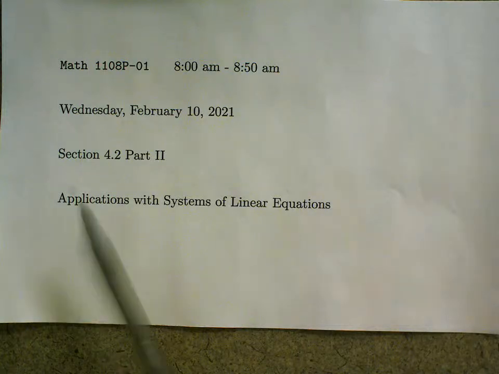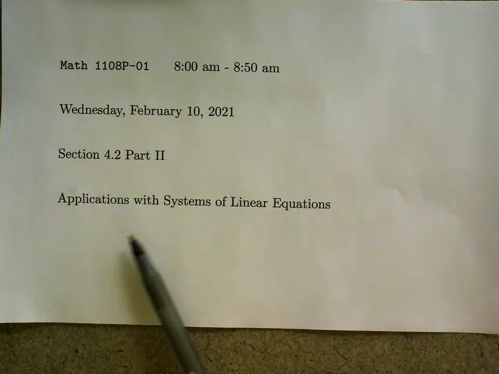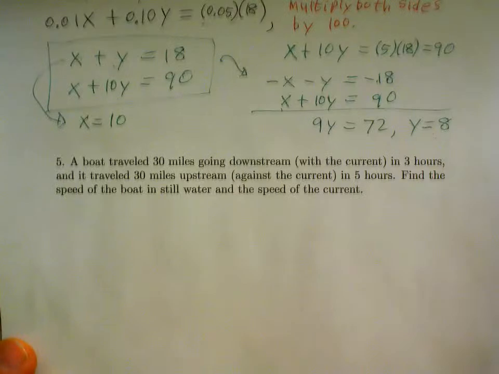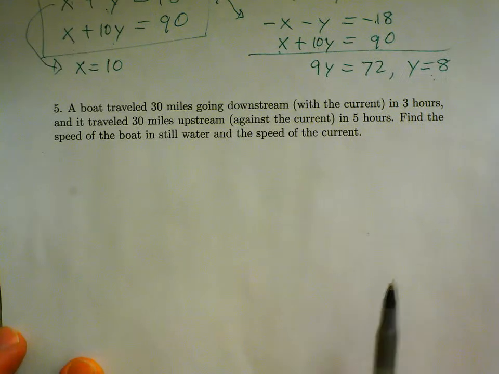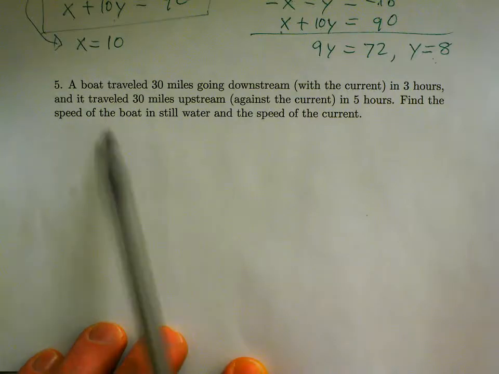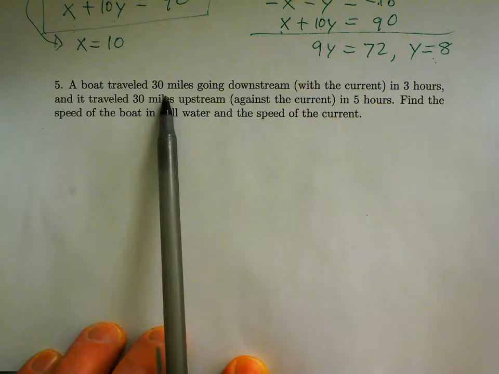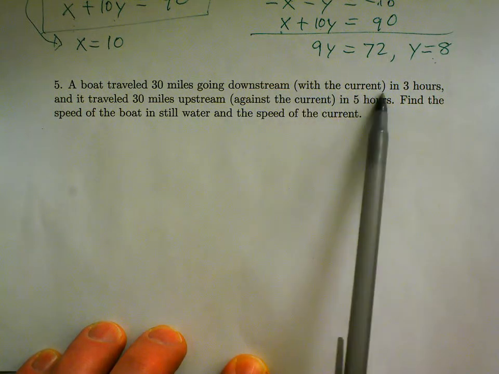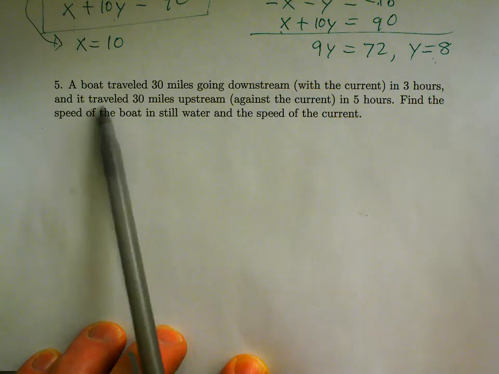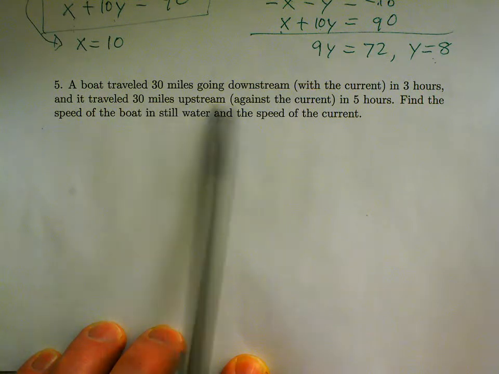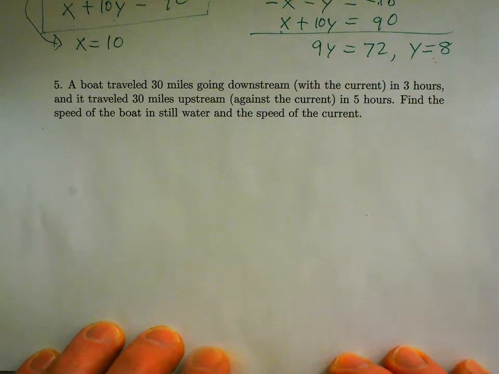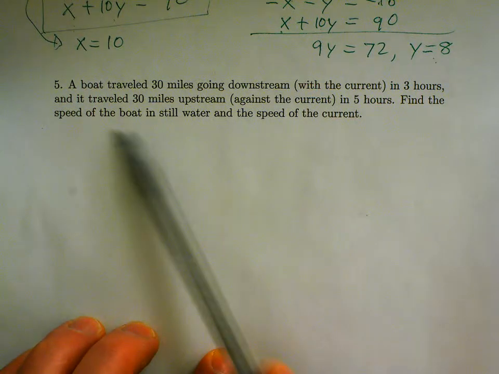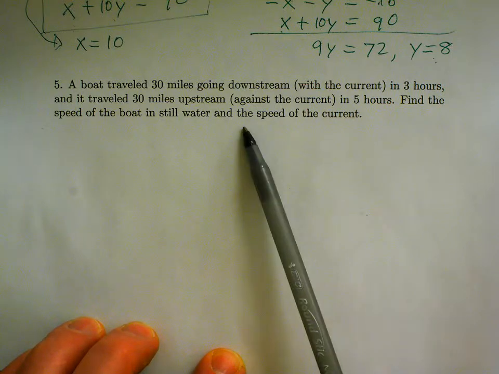Today we'll continue in section 4.2, applications with systems of linear equations. So we got to number 5. Number 5 says a boat traveled 30 miles going downstream, meaning that it's going with the current, in 3 hours, and it traveled 30 miles upstream against the current in 5 hours. Find the speed of the boat in still water and the speed of the current.